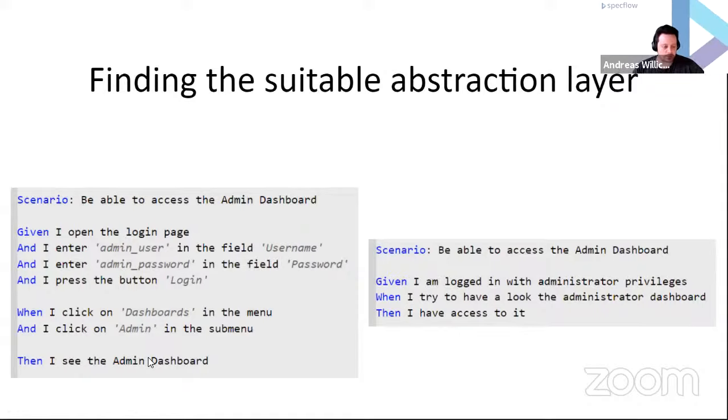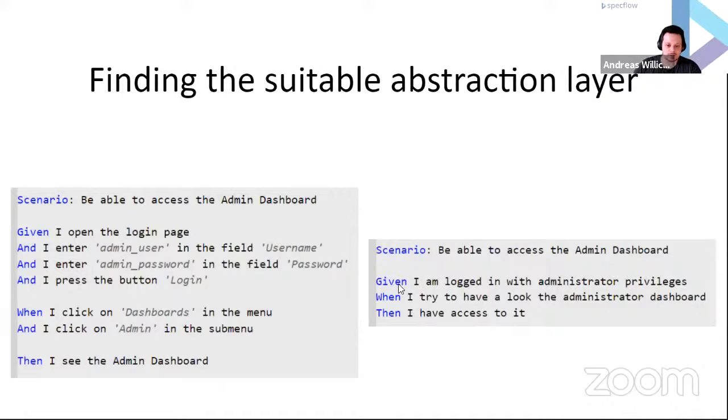Quite verbose, quite bound to how your application looks. It assumes that you have a username and password field. But what happens if you ditch that and move to only a Google account, where you only have the Google button? You would need to change your whole scenario, the steps, only because some detail in your application changed, but the scenario be able to access the admin dashboard should still work. And it's also quite technical.